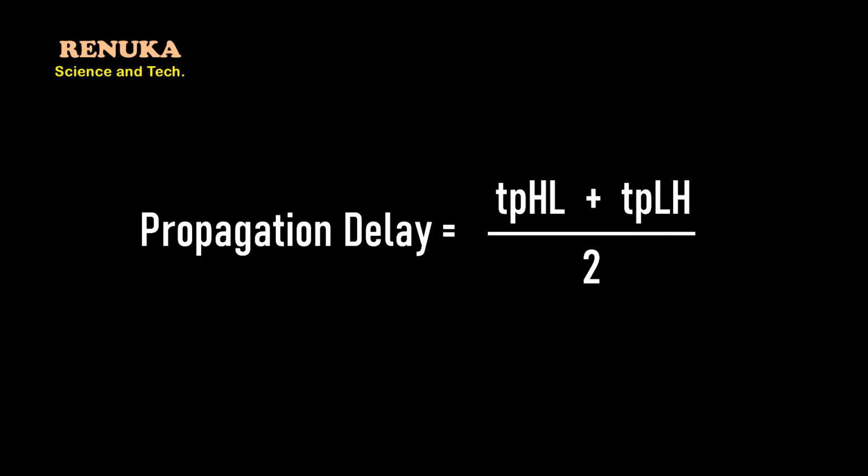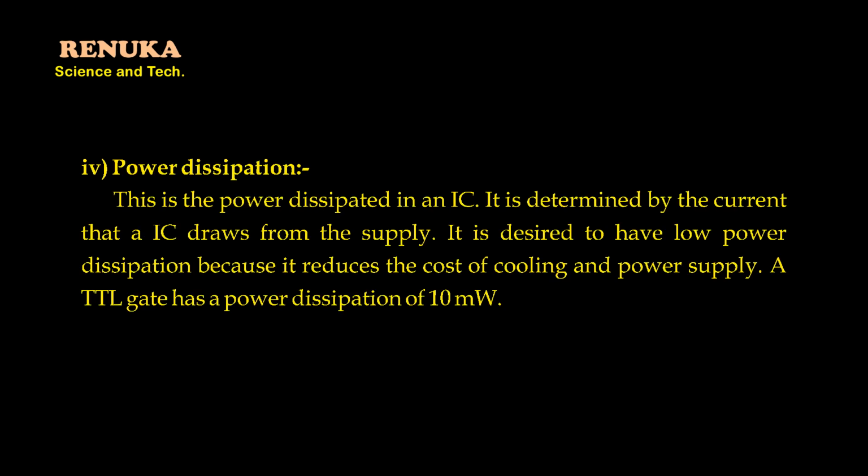So propagation delay time, in short, is nothing but the time taken by the gate when the input changes from one state to the other state. So how much time that gate will take to change its state at the output, that delay is called propagation delay. Now the next definition is power dissipation.